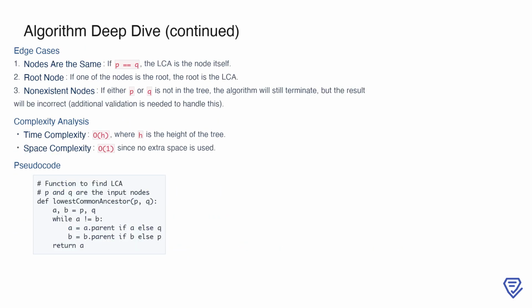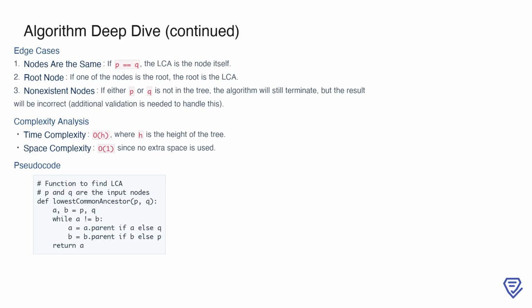There are a few edge cases to consider. First, if P and Q are the same node, the algorithm will correctly identify the node itself as the LCA. Second, if one of the nodes is the root, then the root is naturally the lowest common ancestor. However, if either P or Q does not exist in the tree, the algorithm will still terminate, but the result will not be valid unless additional checks are performed to verify the presence of both nodes.